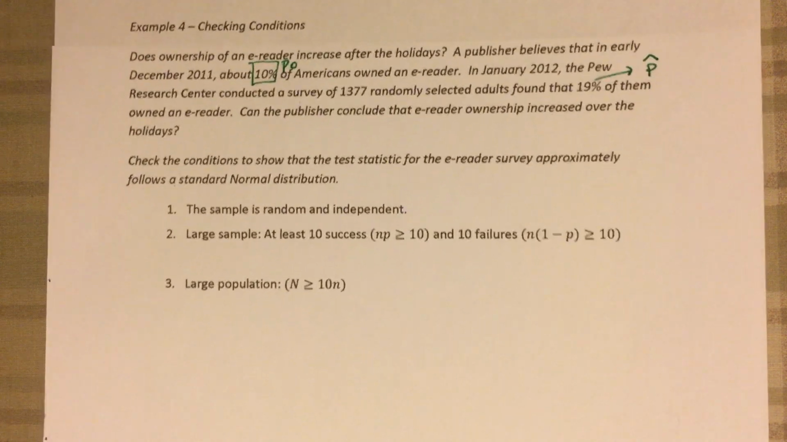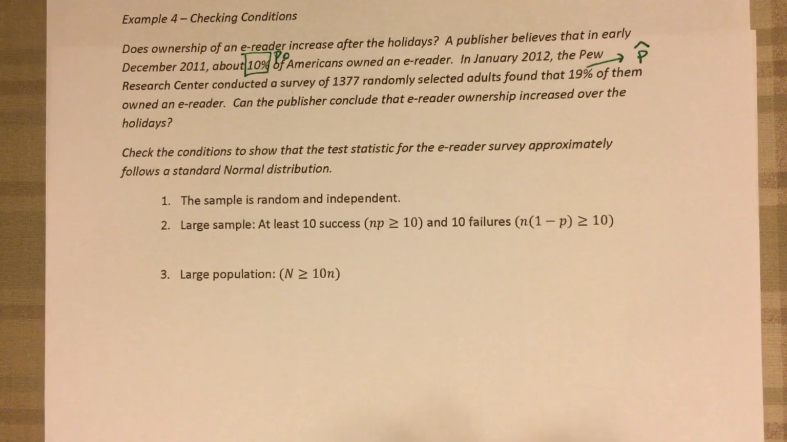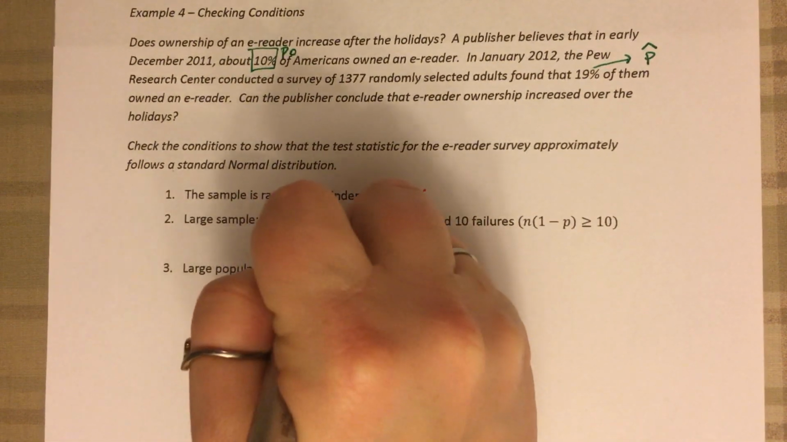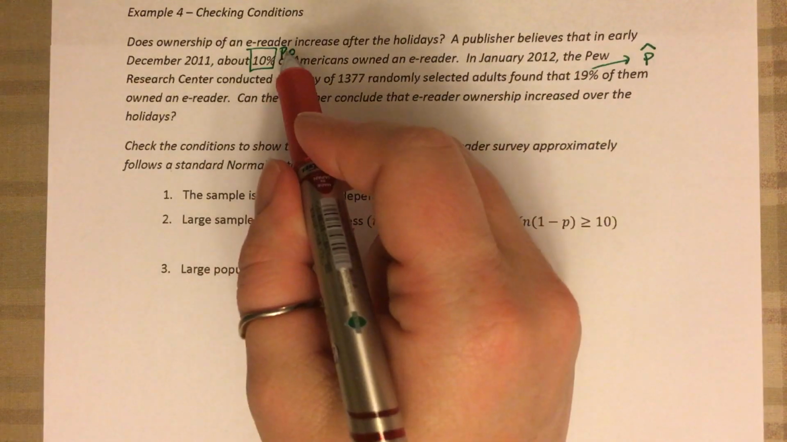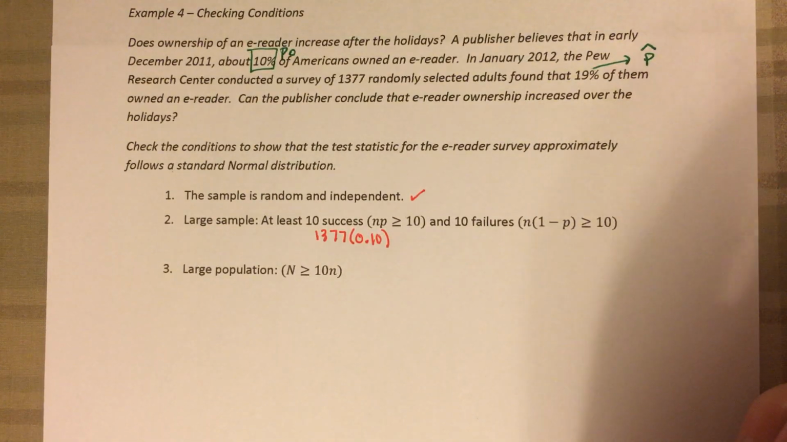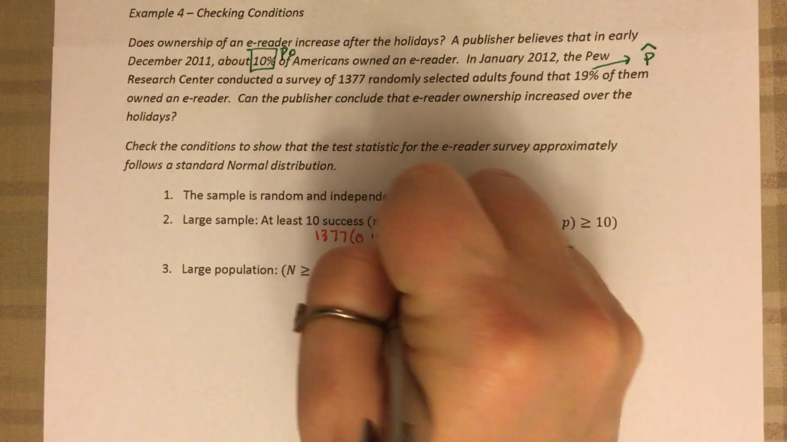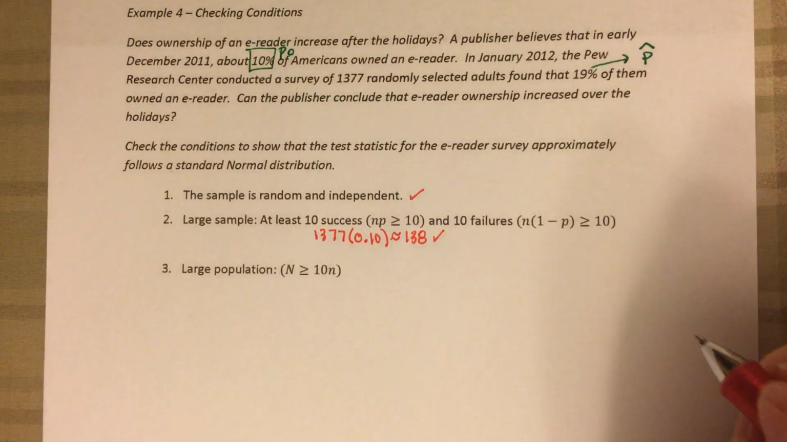All right, so we're going to check our conditions to show that the test statistic for the e-reader survey approximately follows a standard normal distribution. So the sample is random and independent. We are going to assume that is true unless we are told otherwise. Right, do we have a large enough sample? So we're going to take our sample size, our 1,377, and multiply it by our p naught, our 10%, so times 0.10. That gives us 137.7, which rounds up to 138. 138 is clearly greater than or equal to 10, so we're good.